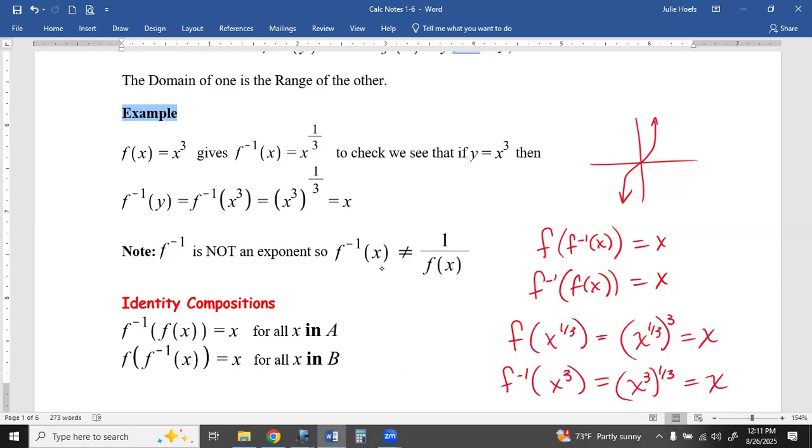So if they are inverse functions, you put one into the other, both ways, either time you're going to get x. And that's what this is saying right here. So for all x in your domain of that function, whether it be a or b, depending on which one is which.